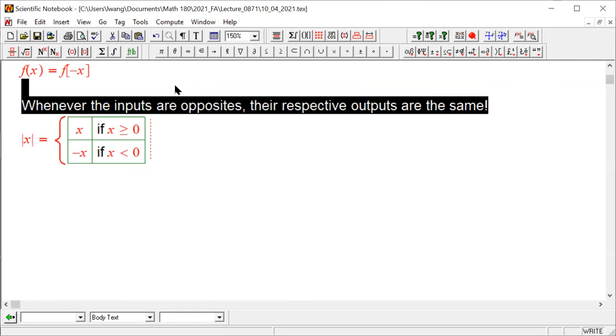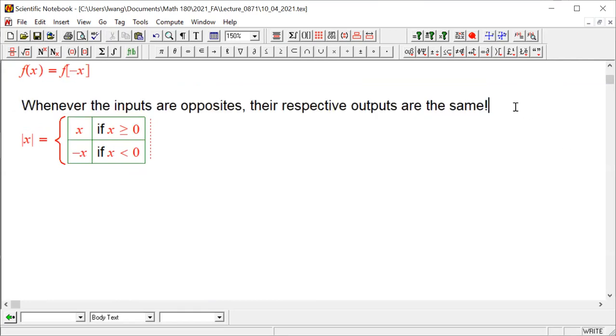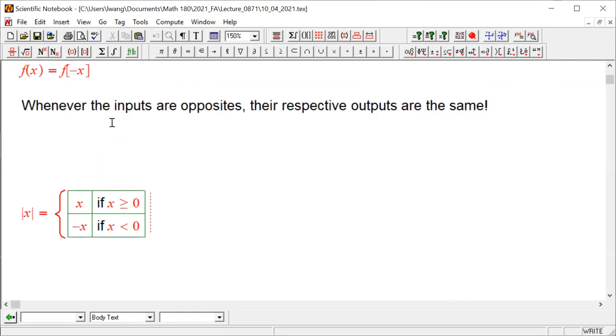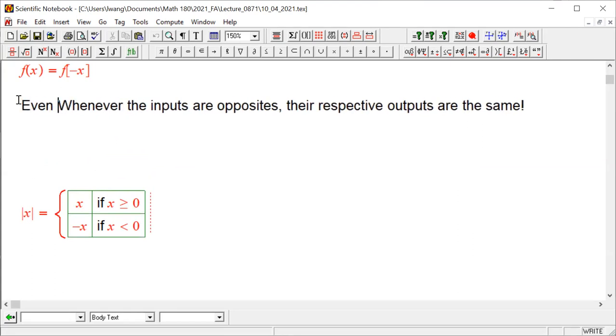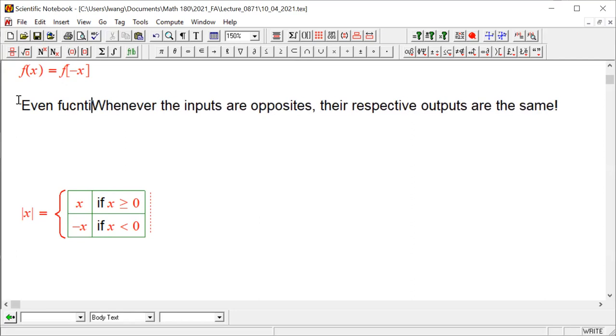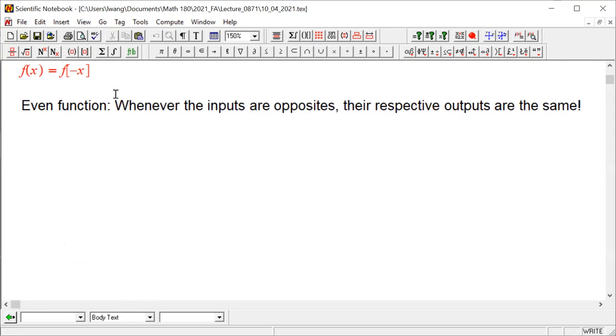Okay, so this is the summary about what we observed about even functions. Of course, after this, we're going to get to our trig functions.